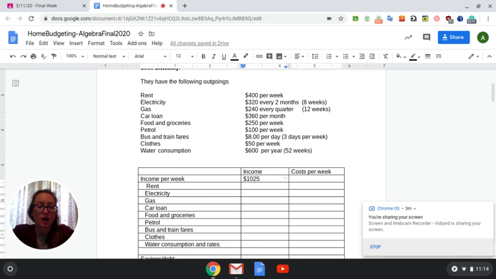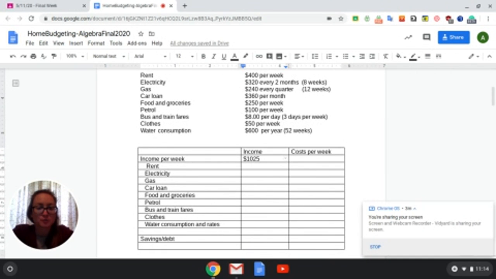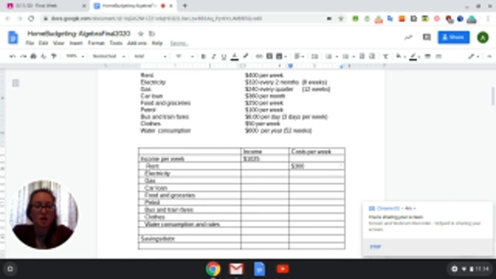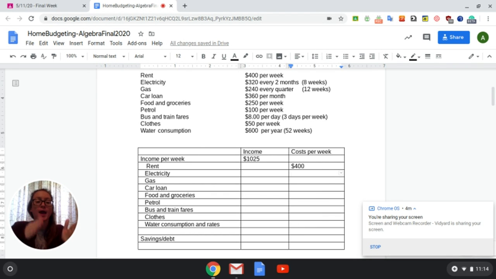All right, and now we're getting into the costs. Okay, these are their expenses, their outgoings. So rent is $400 per week. So we can go ahead and put that in our chart. Oh, not 300, 400 per week. That's high. All right, electricity is $320 every 2 months. So that's for 8 weeks. We're looking for just 1 week. So we have to take 320 and split it into 8 weeks. So 320 divided by 8. Well, 32 divided by 8 is 4, and you add the 0. So that's $40 per week for electricity.